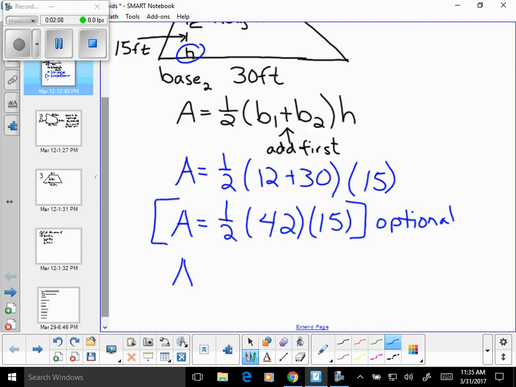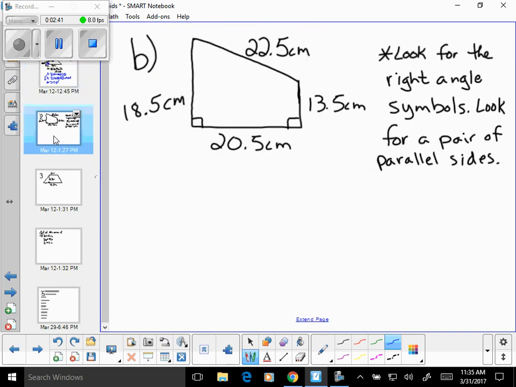What most students are going to do is roll this into a calculator. They're going to add the 12 and the 30 in their head. If you cannot add what is inside the parentheses in your head, then that's what you should do first on your calculator. Put in the addition, then take it times 0.5, then take it times 15. In this instance, you will have 315 square feet. Remember, again, we're working with area, and that refers to the square units. Let's move on to example B.